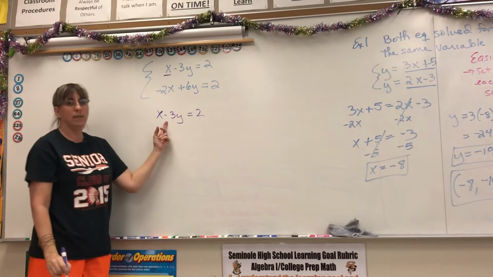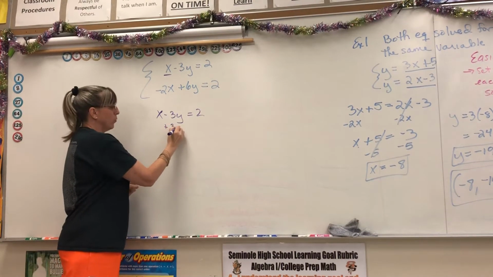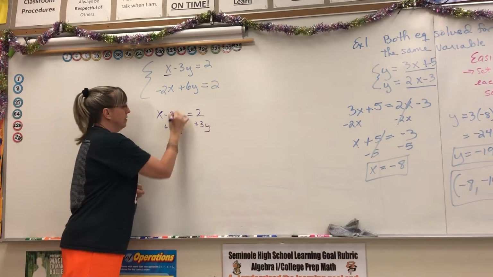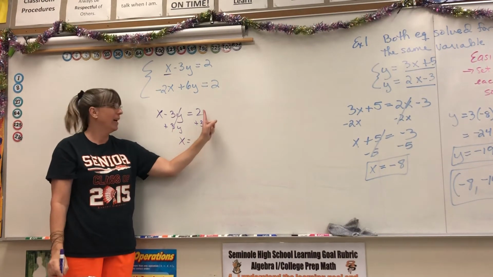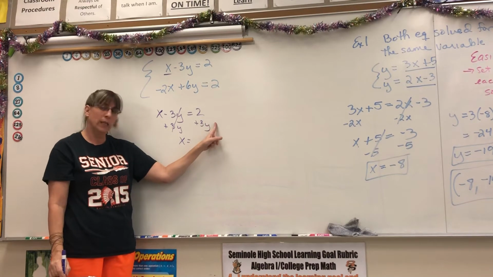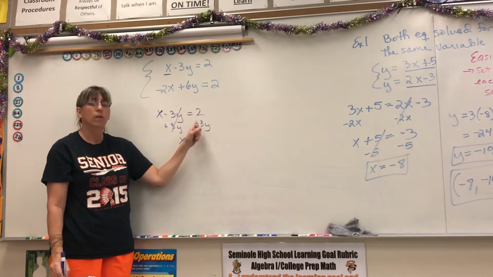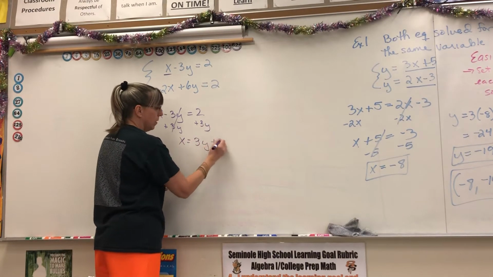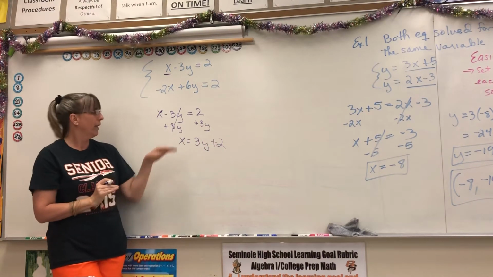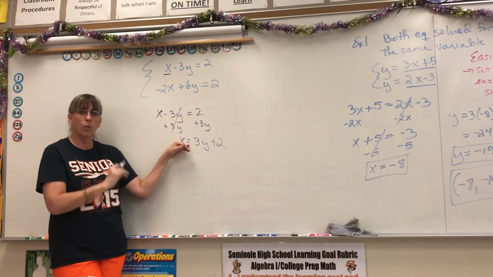And it's also the easiest because all I've got to do is add 3y to both sides. And I get x equals, again, I don't get 5y. These are unlike terms. This is a whole number. This is a variable term. So I get 3y plus 2. Okay, I have now solved for one of the variables.